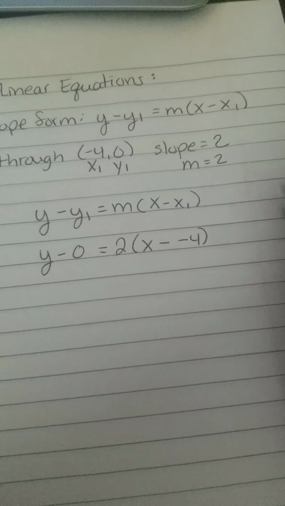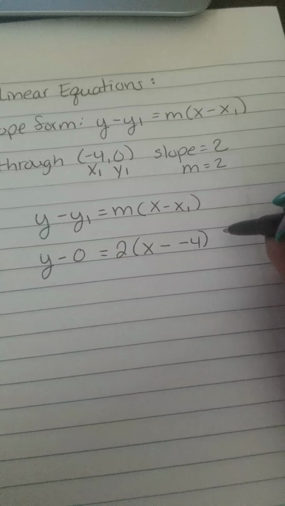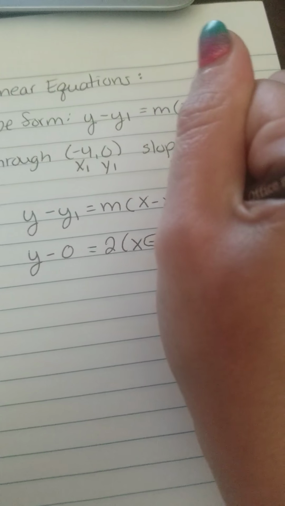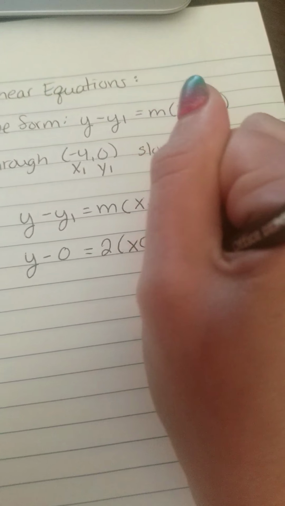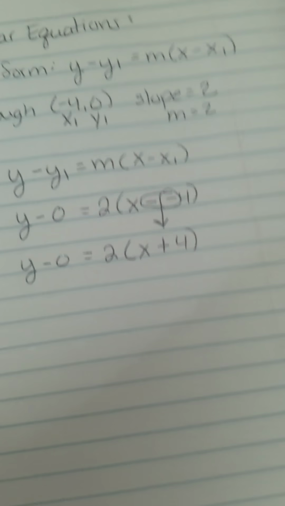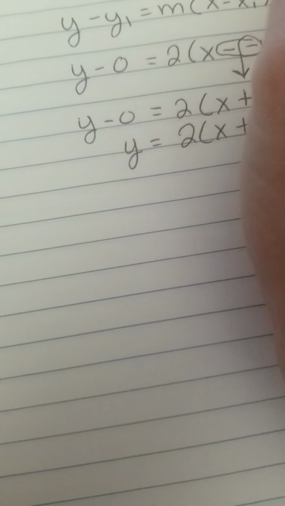Okay, so order of operations says we do what's inside the parentheses first. Now, you remember whenever you did your adding and subtracting of integers, when you have two negatives, they come together to make a positive. So now you have y minus 0 equals 2 times x plus 4. I'm going to get this one out of the way because you know that anything minus 0 is itself. So we have y is 2 times x plus 4.